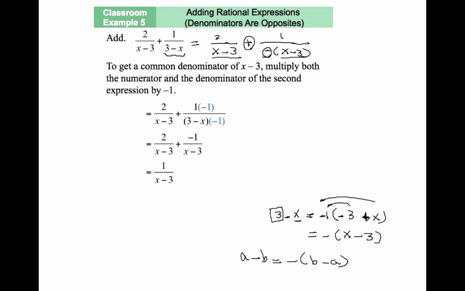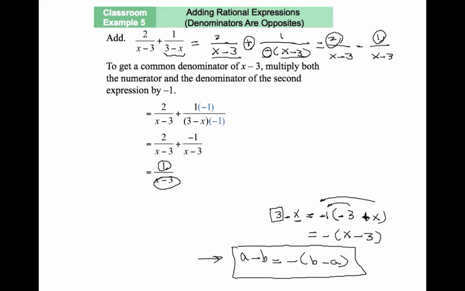I can combine these two signs here and write it as 2 over x minus 3 minus 1 over x minus 3. Now the LCD is x minus 3, and the top would be 2 minus 1, which is equal to 1. So when you see a minus b and b minus a, we can make them look alike by using the fact that a minus b is equal to minus b minus a. That's all you have to do, just factor a minus 1 out of either x minus 3 or 3 minus x. You're not multiplying by a minus again, you're factoring a minus 1 out.